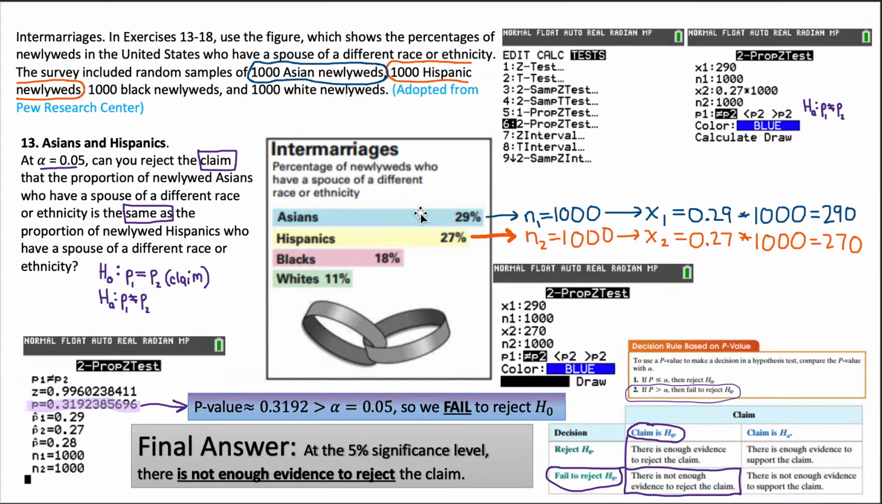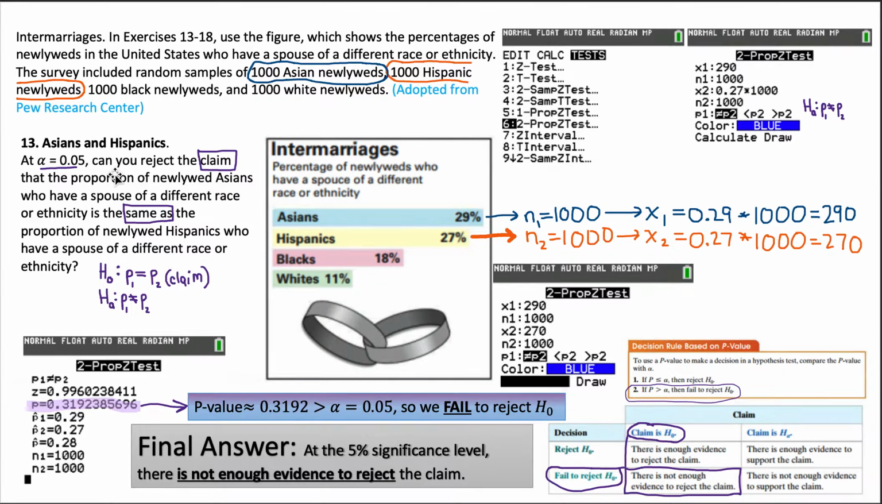So for Asians, that's going to be 29% of the sample. Hispanics is going to be 27% of your sample. Blacks is going to be 18% of your sample. And whites will be 11% of your sample. Remember, we're dealing with proportions, so it's going to be some part of a whole, some part of the sample size. Okay?